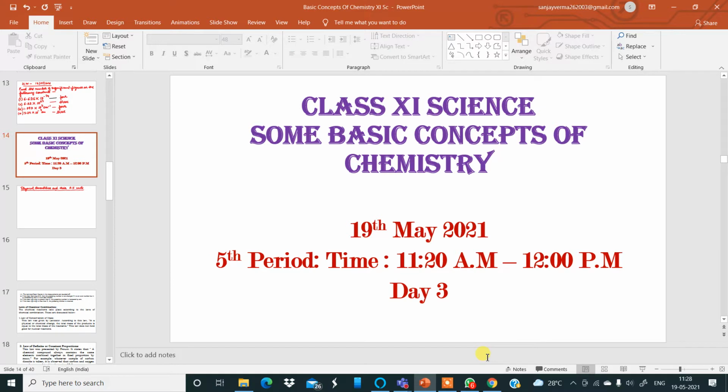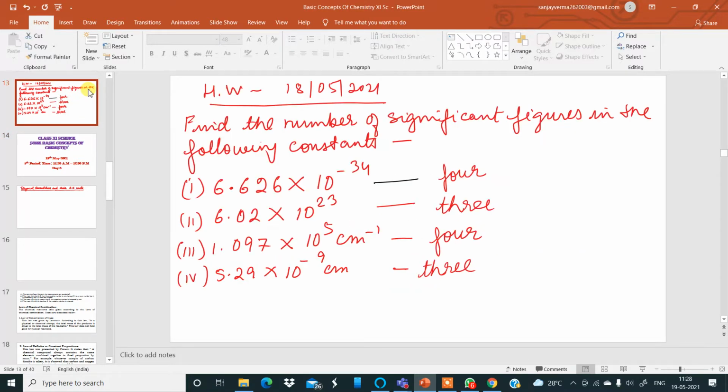Yesterday I had given you some work, to find the number of significant figures in the following constants. And here are the answers. The first one is 6.626 into 10 to the power of minus 34. So the answer is 4 significant figures: 1, 2, 3, 4. Answer is 4 significant figures.